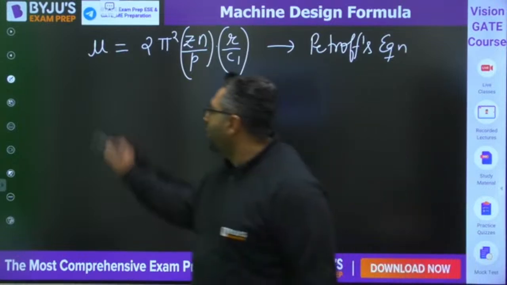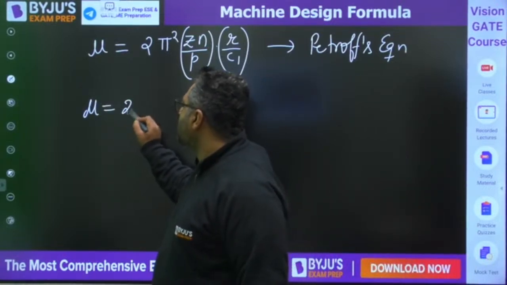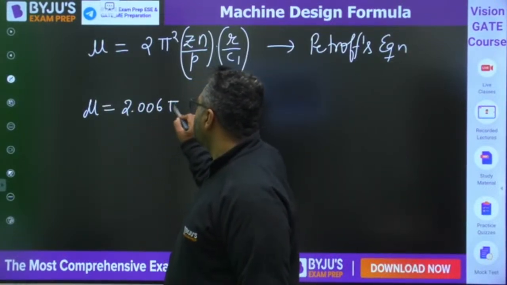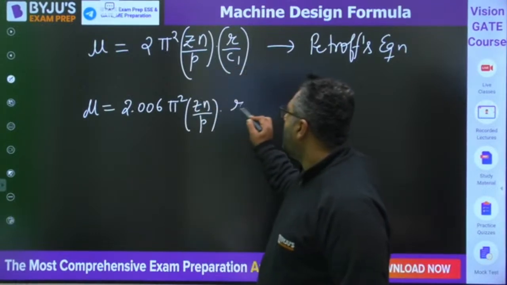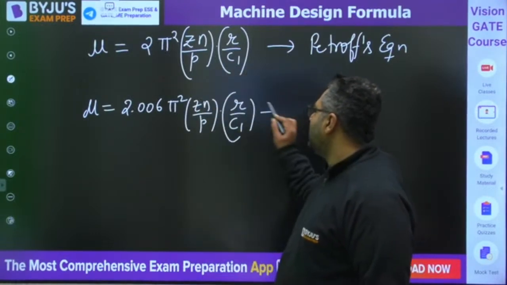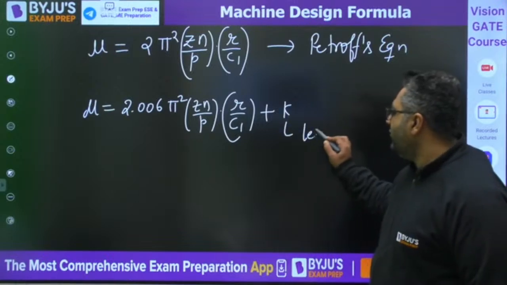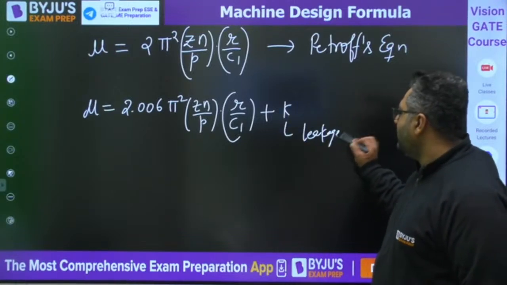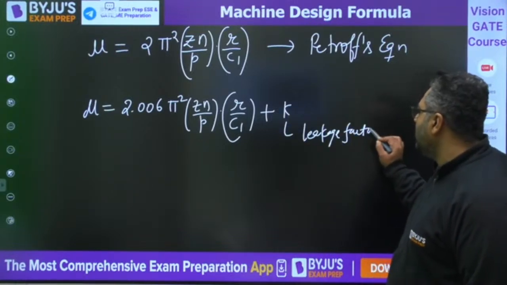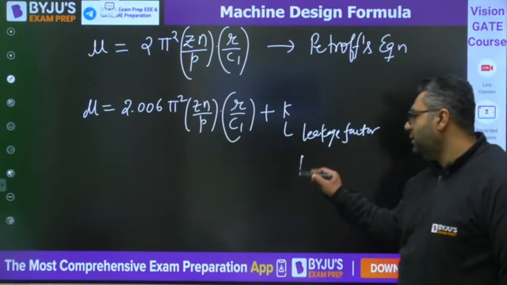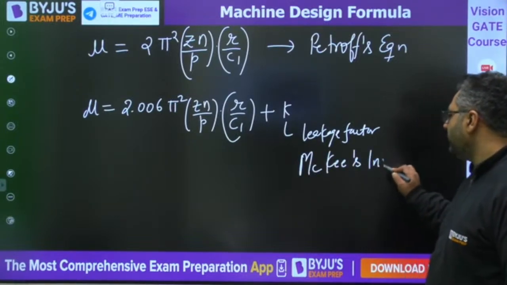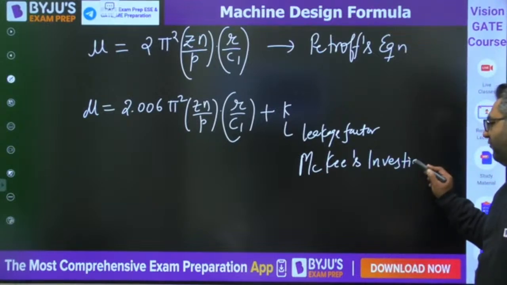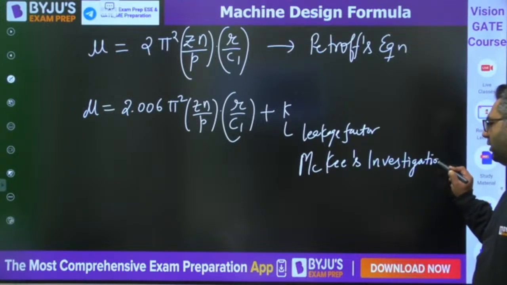Then we also have McKee, who said the coefficient of friction is 0.002 pi square Z N by P into R by C1 plus K. Here K is the leakage factor. If the leakage factor is not given, take it as 0. This is nothing but McKee's equation or McKee's investigation. I feel everybody understood the formulas for journal bearing.